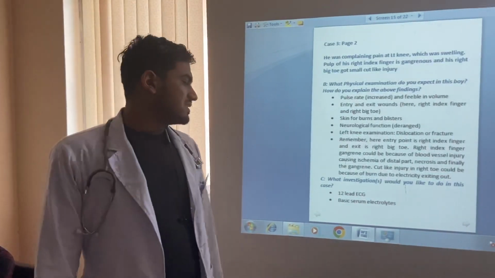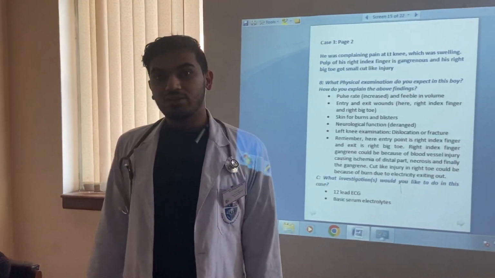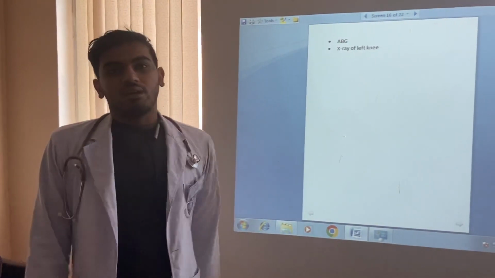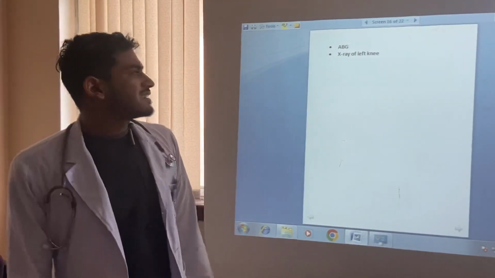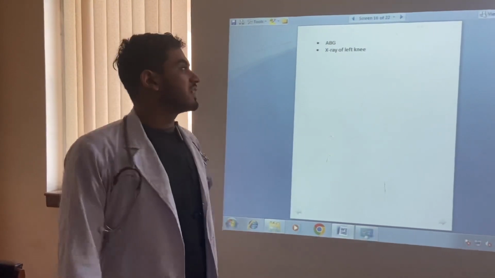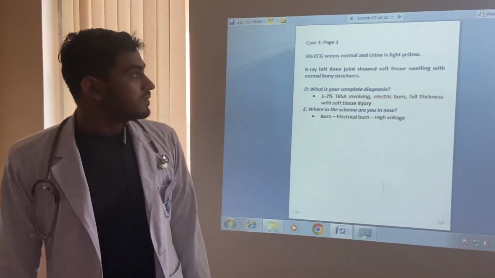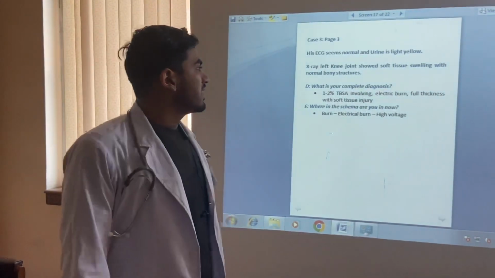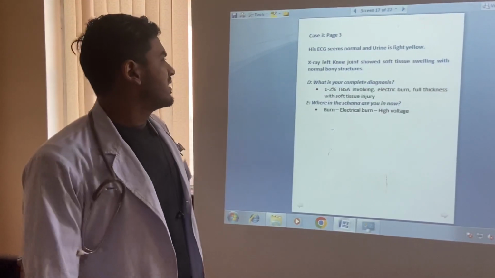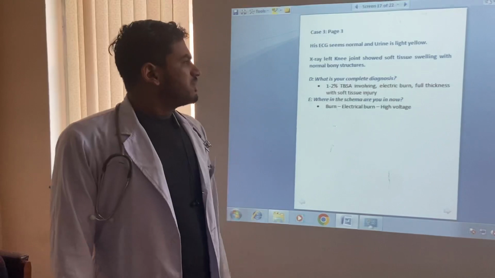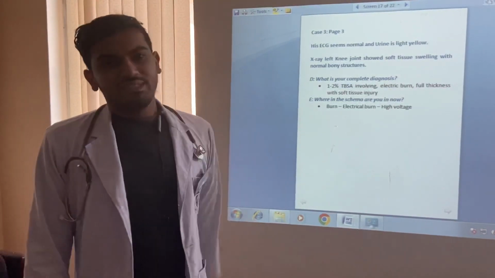We have to do the ECG, basic serum electrolytes, and ABG can also be done, and an X-ray of the left knee, as there is a history of injury. So his ECG seems normal, the urine is light yellow, and the X-ray of the left knee showed soft tissue swelling with normal bony structure.